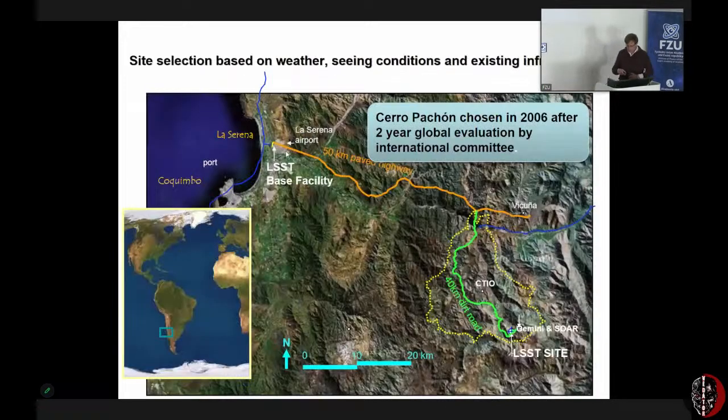Now, this is located in Chile. It's a favorite location, a few telescopes are already there. It's approximately 70 kilometers from La Serena, which also has the LSST base facility, and people basically stay there and go to the mountain to do work.